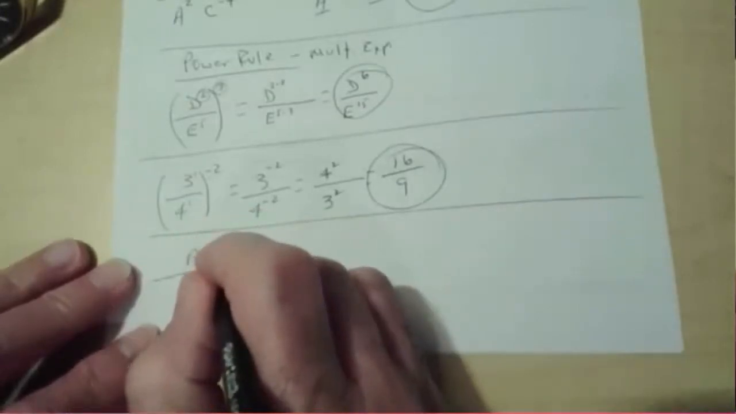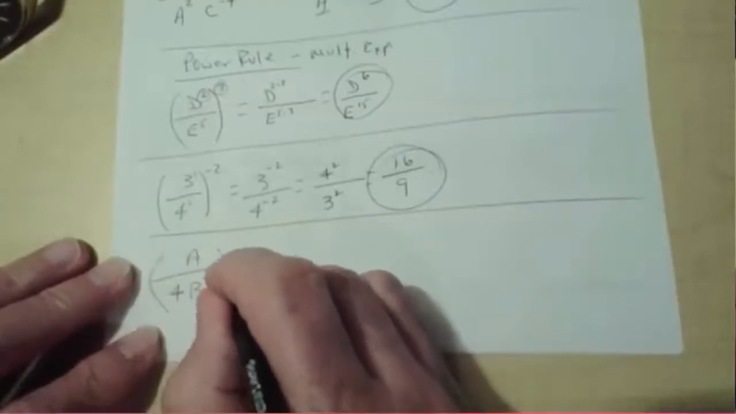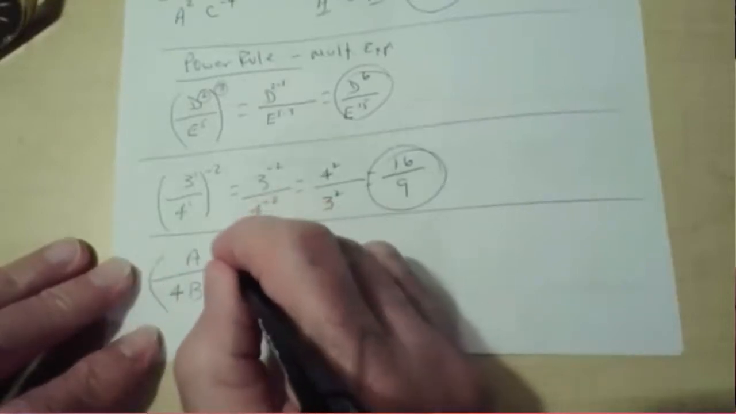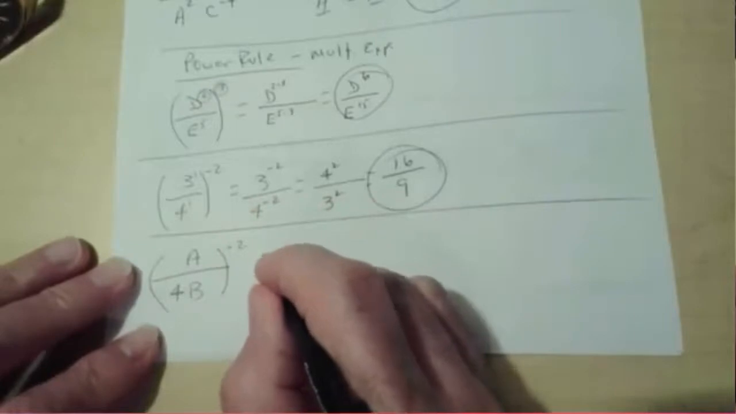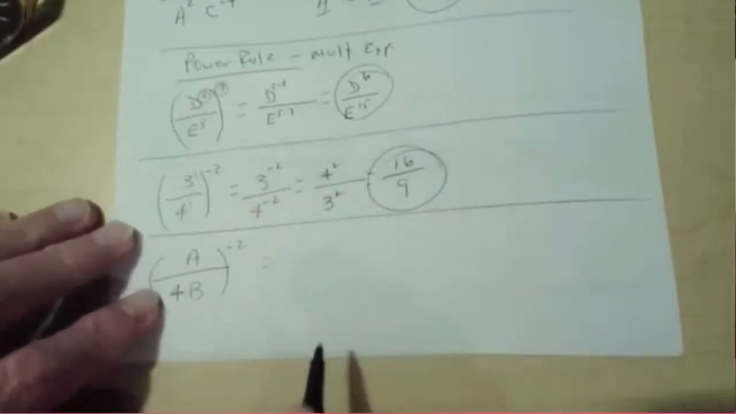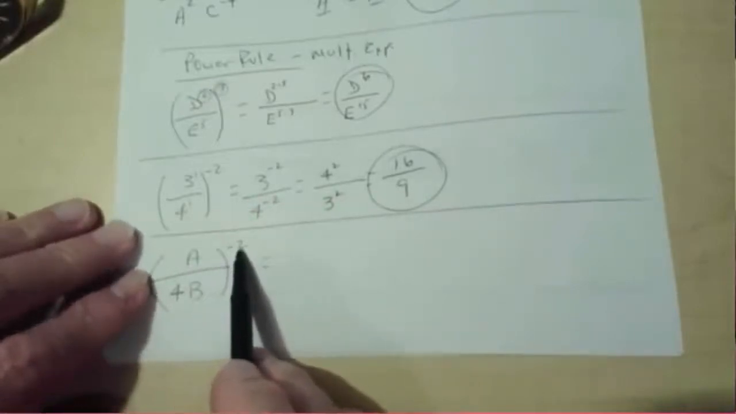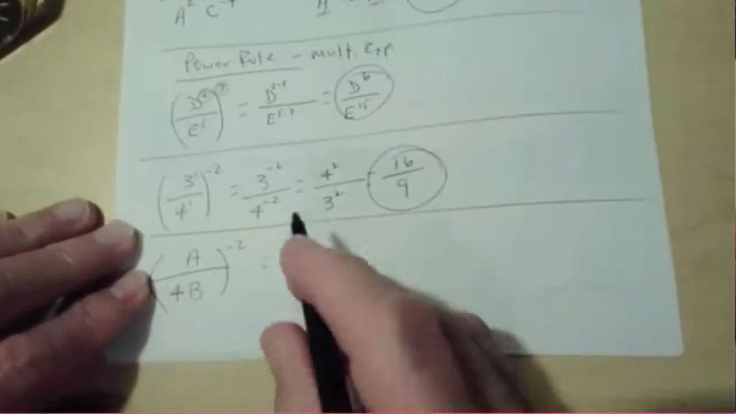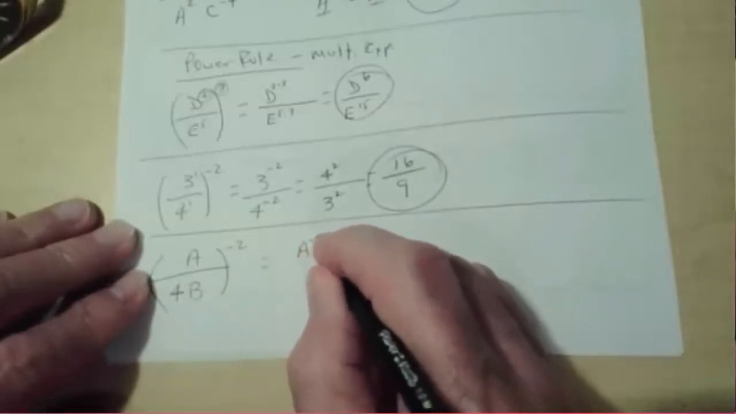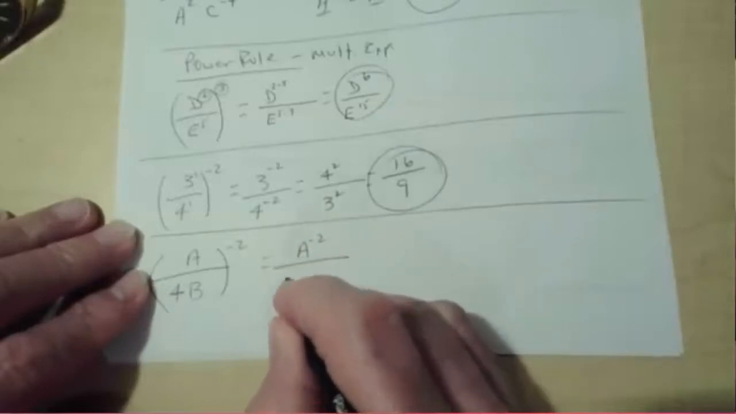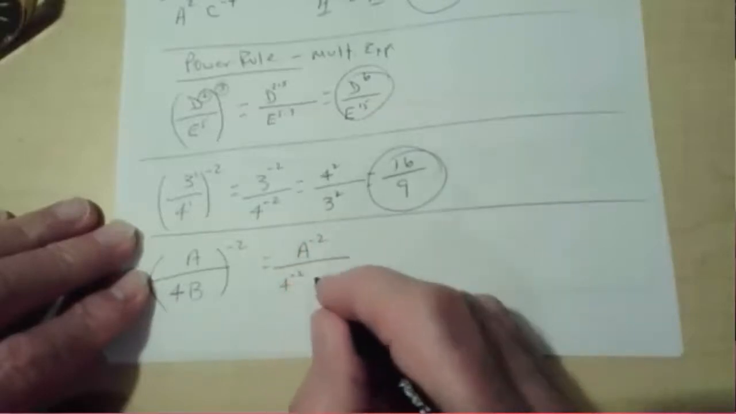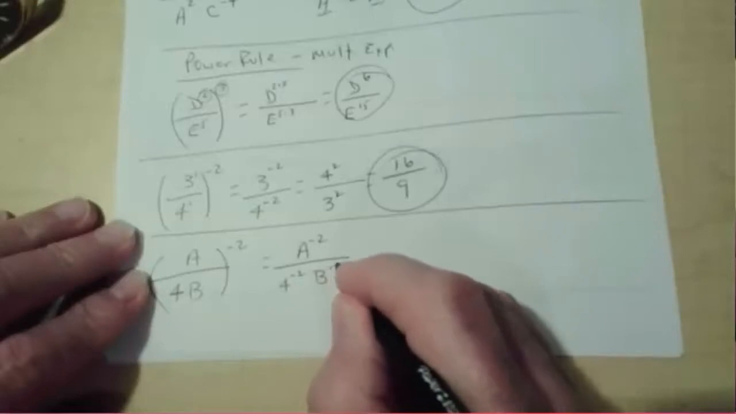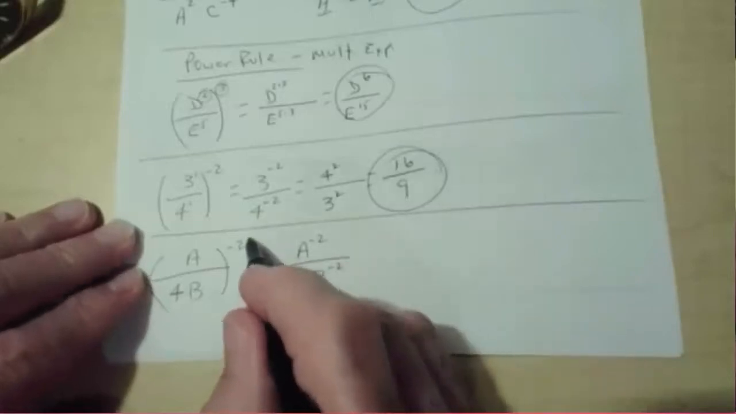A over 4b, all raised to the negative 2 power. Okay, so we're going to distribute the negative 2 over every one of these terms. Now don't forget 4 is a term also. So it's going to be a to the minus 2 over 4 to the minus 2 times b to the minus 2. Everything gets multiplied, or the exponents get multiplied by negative 2.